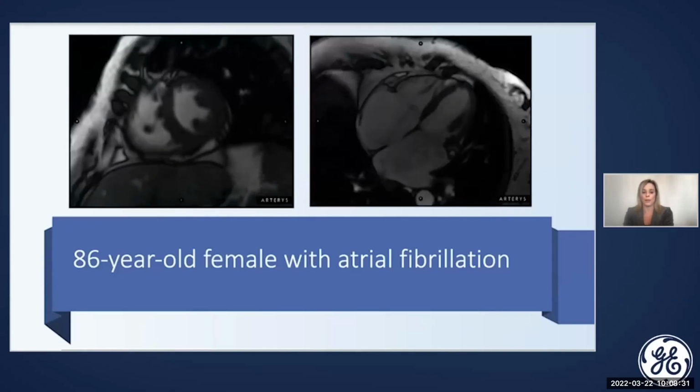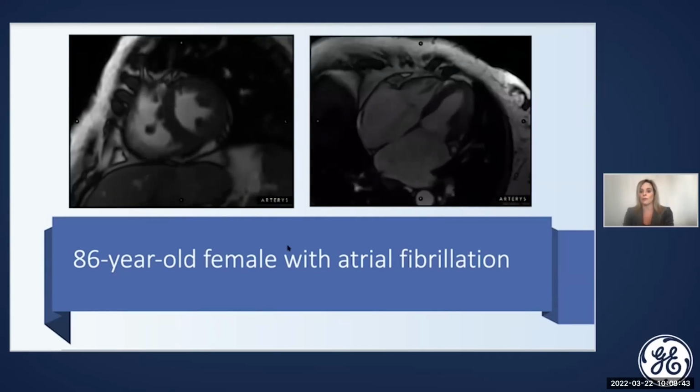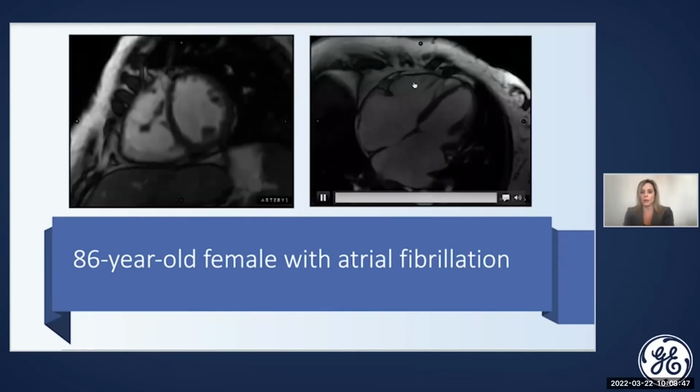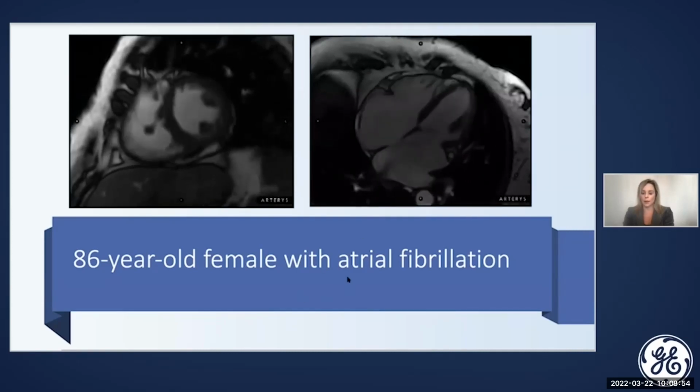This is an example of an 86-year-old female patient with atrial fibrillation utilizing arrhythmia rejection. And although the image quality is not perfect, I think it's excellent in the setting of atrial fibrillation. And it's certainly adequate enough for us to process the function and evaluate the abnormalities. We can see she has tricuspid regurgitation. We can evaluate her wall motion. We can see her nicely dilated left and right atria as well.